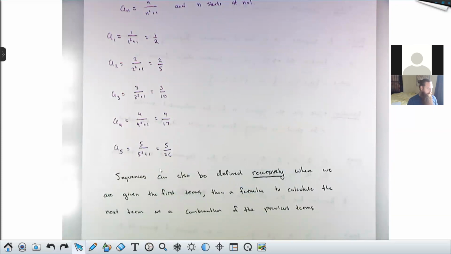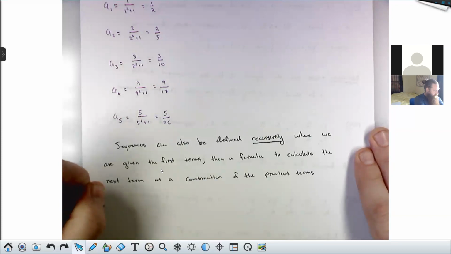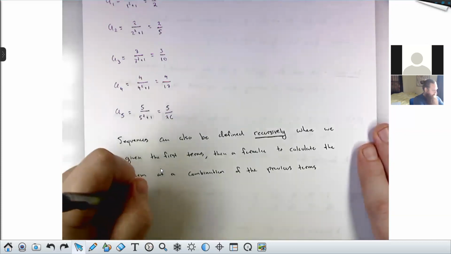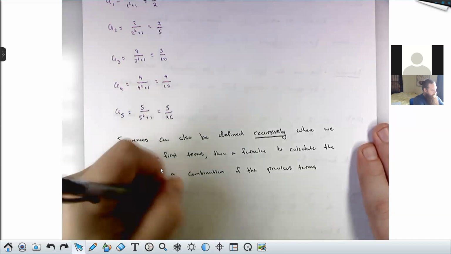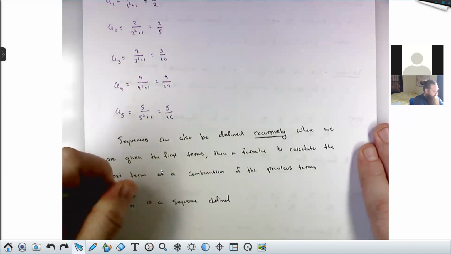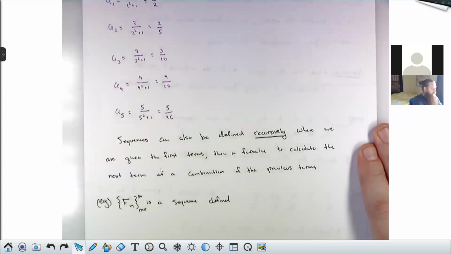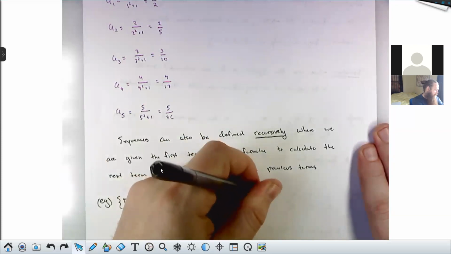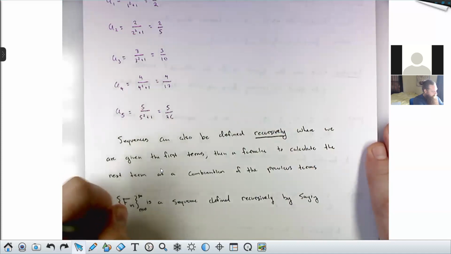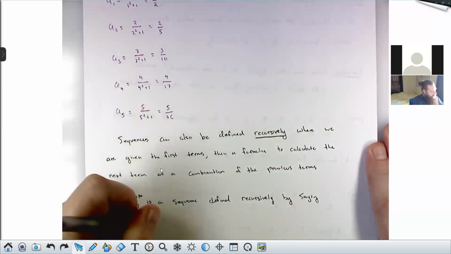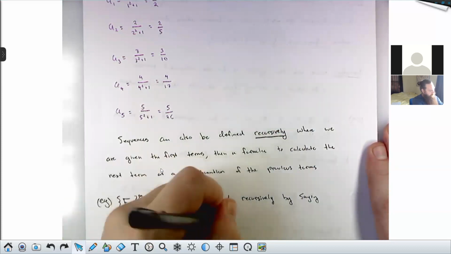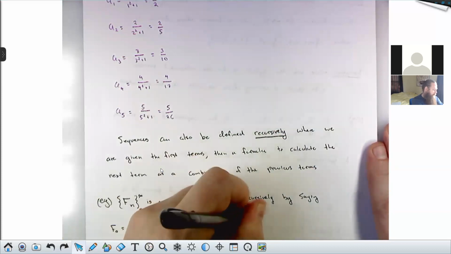There's a very famous example of one of these. I'm going to suggestively call the sequence F_n. F_n, n equals 0 to infinity, is a sequence defined recursively by saying F_0 is 0, F_1 is 1, and F_(n+2) is equal to F_(n+1) plus F_n.